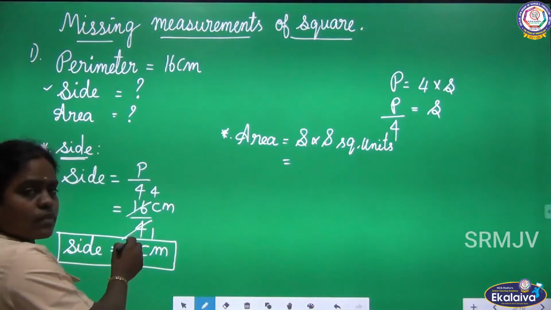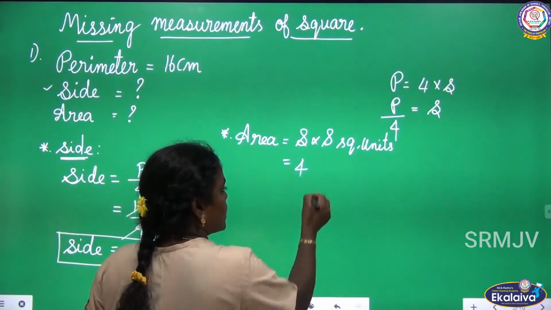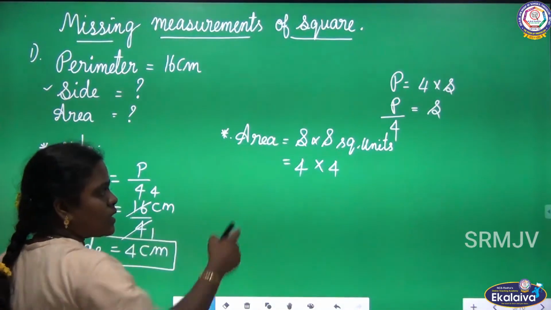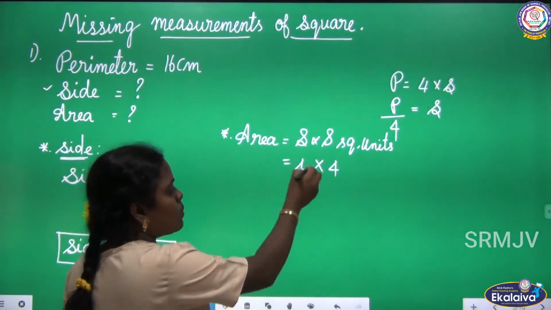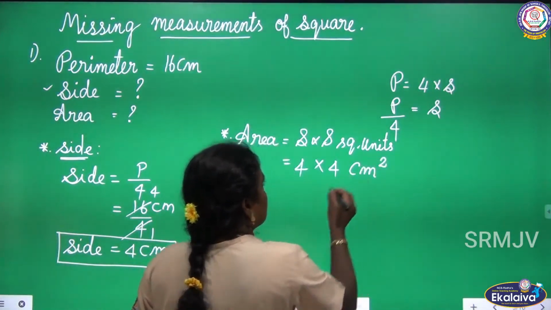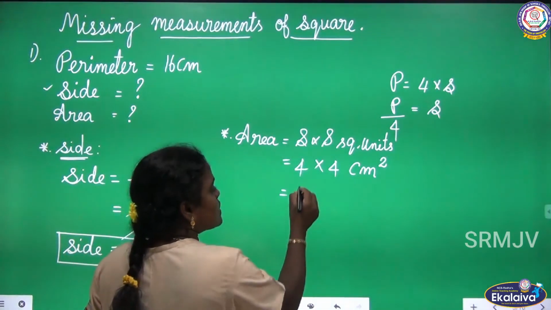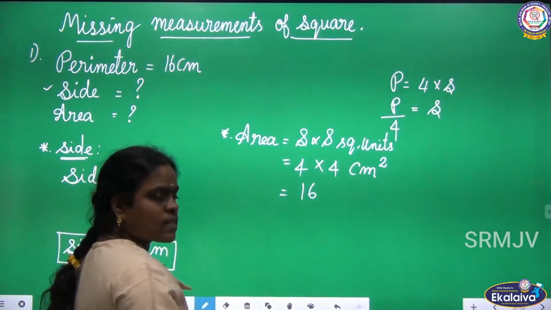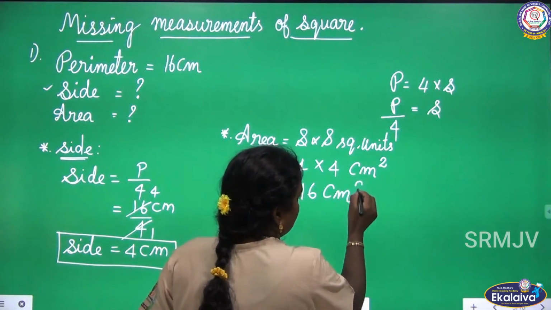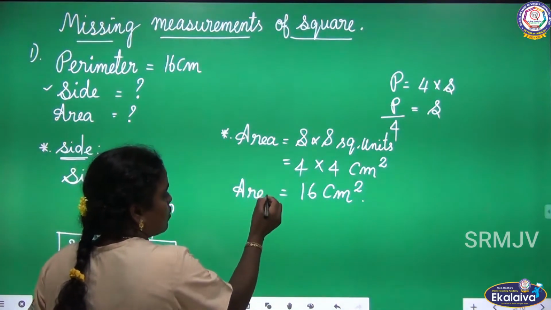Now we have the measurement for the side of a square. It is 4 centimeter. Multiply by 4 because the formula is side into side. You have to multiply the sides 2 times and the unit is centimeter square. So 4 fours are 16. 16 centimeter square. So this is the area of the square.